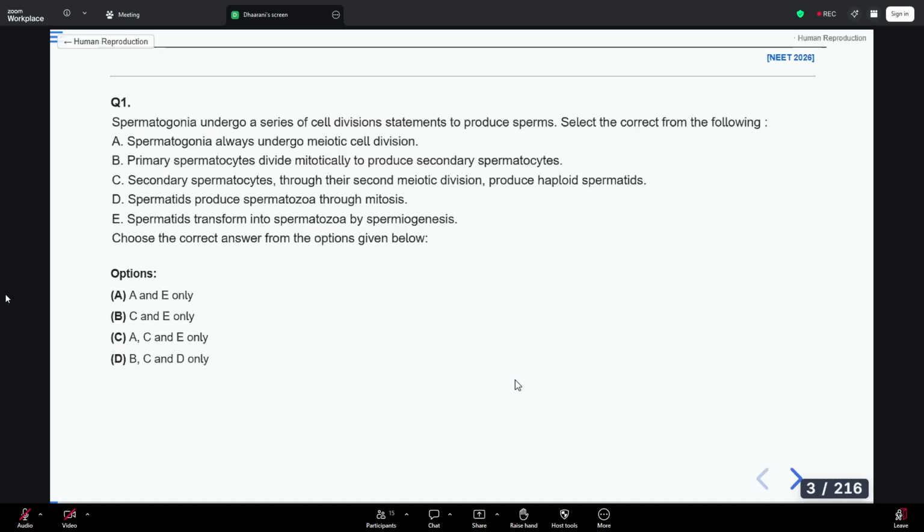Spermatid is immature and non-motile. Okay, very good. Whereas spermatozoa is motile and mature. So spermatids are immature cells, the early cells, right? They are haploid cells which are produced during meiosis.